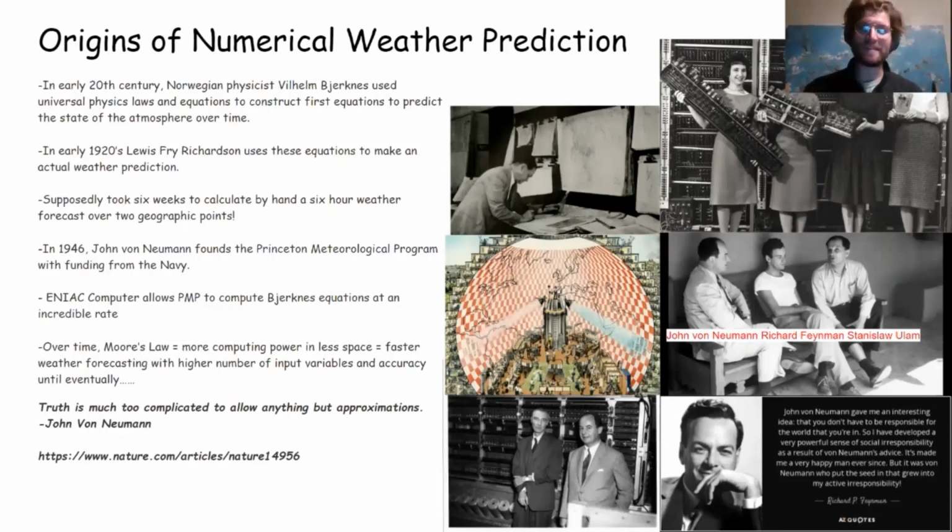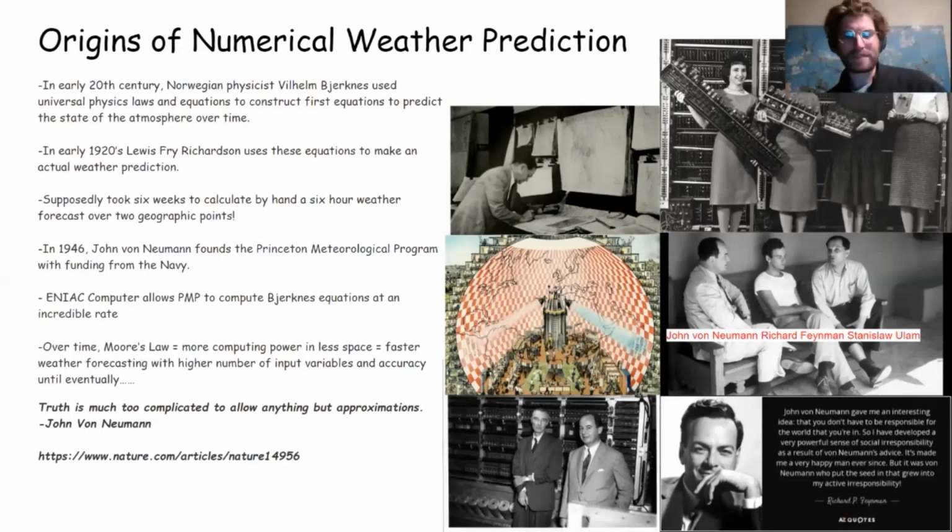The next development came in 1946, and there's this genius Hungarian physicist named John von Neumann, who founded the Princeton Meteorological Program. He decided to try Bjerknes' equations again, but this time with the help of computers. Using one of the first computers, the ENIAC, programmed by mostly women, which I thought was pretty interesting, he was able to do these equations super fast, and he started producing reliable weather forecasts. Over time, Moore's law basically states that transistors can get smaller and smaller, computing power can increase, computers get smaller, and so NWP just took off as computers did too, and they got a lot better.